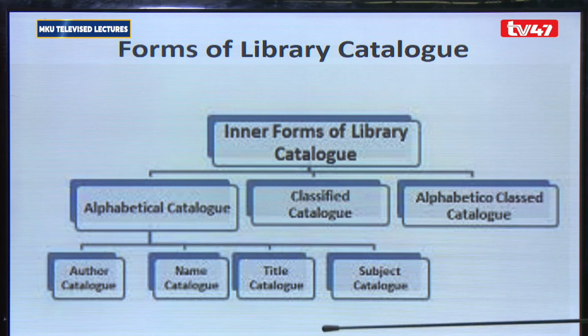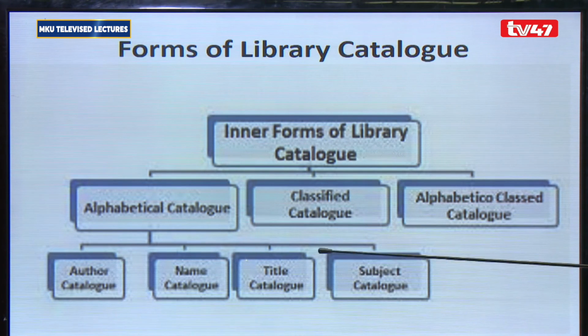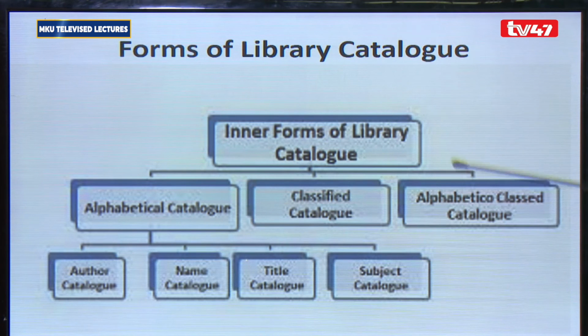And a catalog that is organized alphabetically by title of the item is called the title catalog. Finally, a catalog that is organized alphabetically by subject is called the subject catalog.